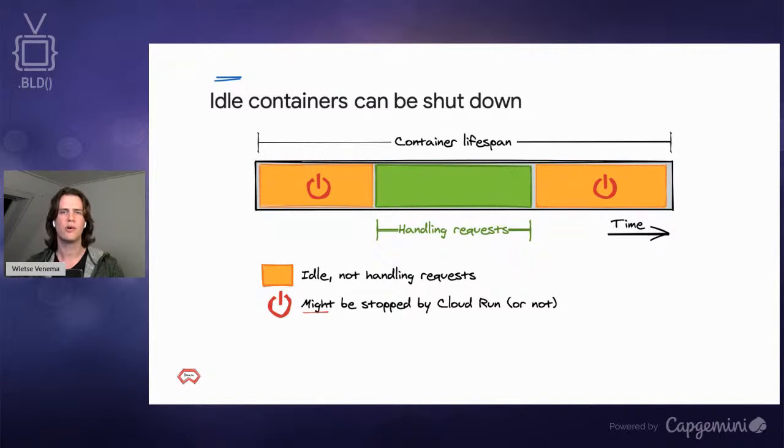So now that you know how the pricing model of Cloud Run works, it won't be a surprise that the lifetime of a container on Cloud Run is only guaranteed while the container is handling requests. So if a container is not handling any requests, Cloud Run can shut it down.